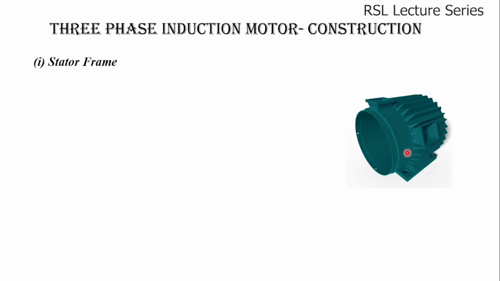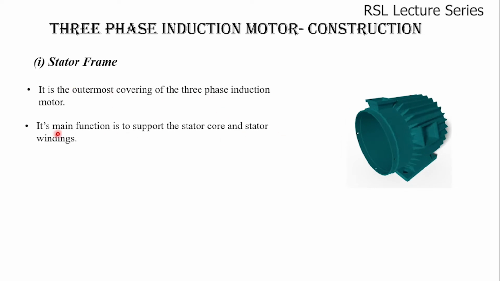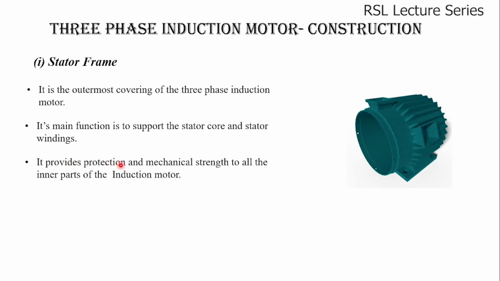The stator frame is the outermost covering. This is how your stator frame will look. It is similar to the yoke in the case of a DC motor, and it is made of steel. It is the outermost covering of the three-phase induction motor. Its main function is to provide support to the stator core and the stator windings. Inside the stator frame, the stator core and the stator windings are housed. It provides protection as well as mechanical strength to all the inner parts of the induction motor.